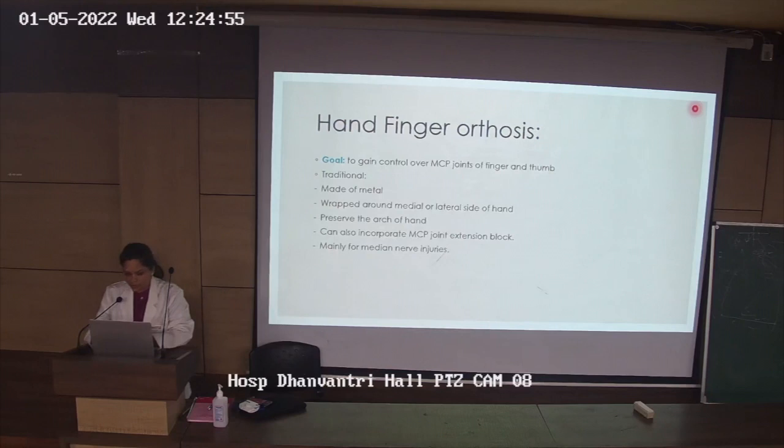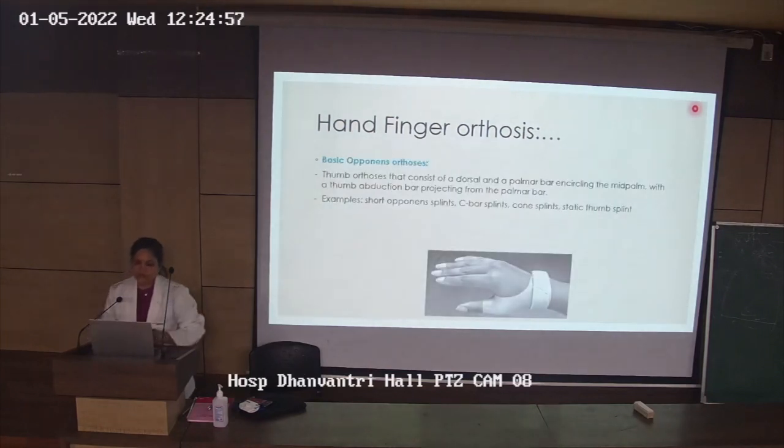Okay. Then the other one is the basic opponens orthosis. The thumb orthosis consists of a dorsal and a palmar bar, as you can see in this picture, encircling the mid palm, with a thumb abduction bar projecting from the palmar bar. This is the palmar bar. Okay. Example is the short opponens splint. It is also known as C-bar splint, cone splint, or static thumb splint.